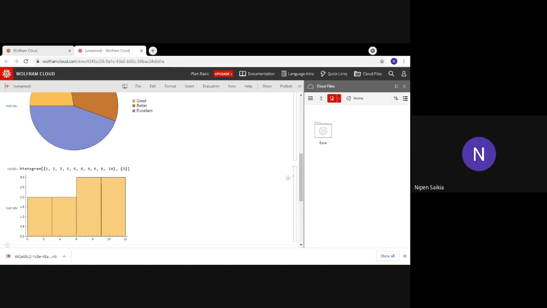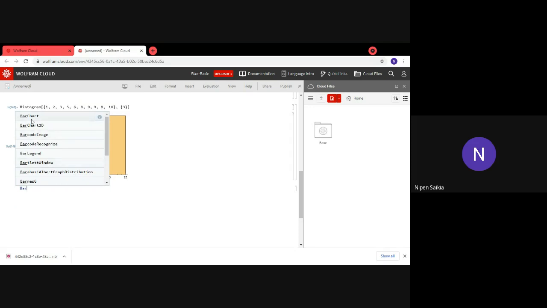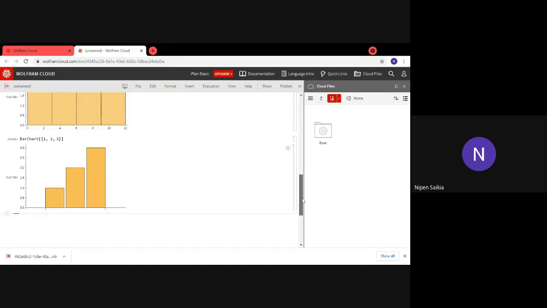Then again, a bar chart for the same. Say we want to draw the bar chart. So for bar chart, we'll write BarChart. Here it is given, the bar chart will come automatically. So we then write a square bracket, then curly brackets, say 1, 2, 3. So these are the frequencies, say. So let's draw. We get this bar chart.